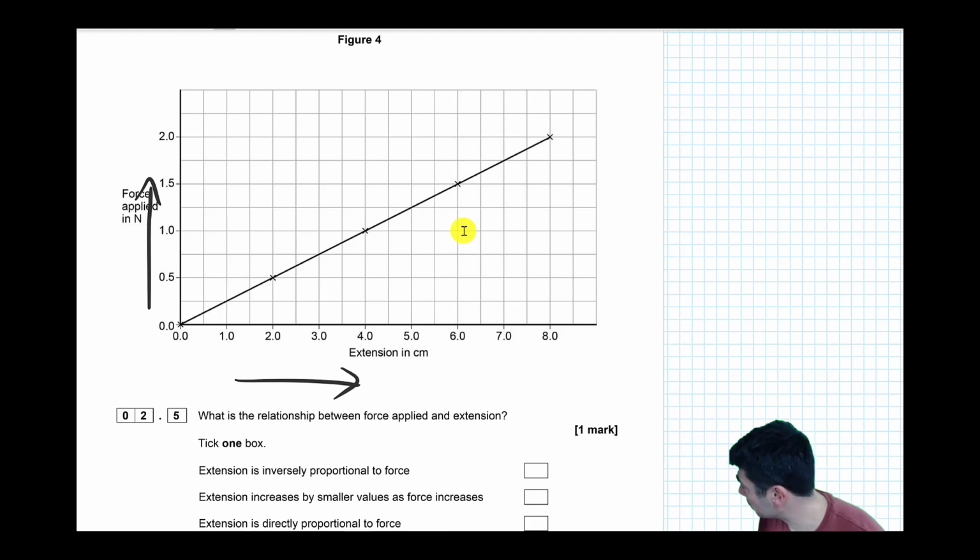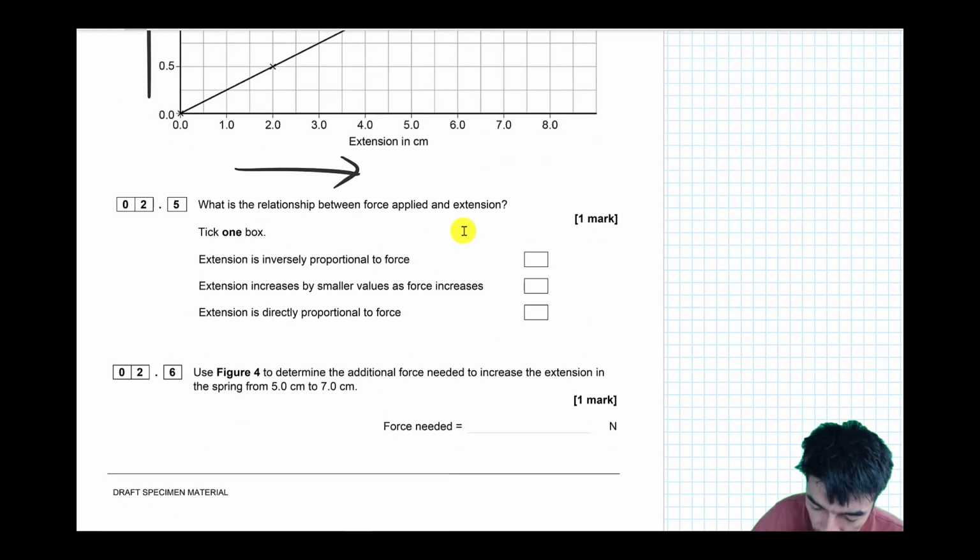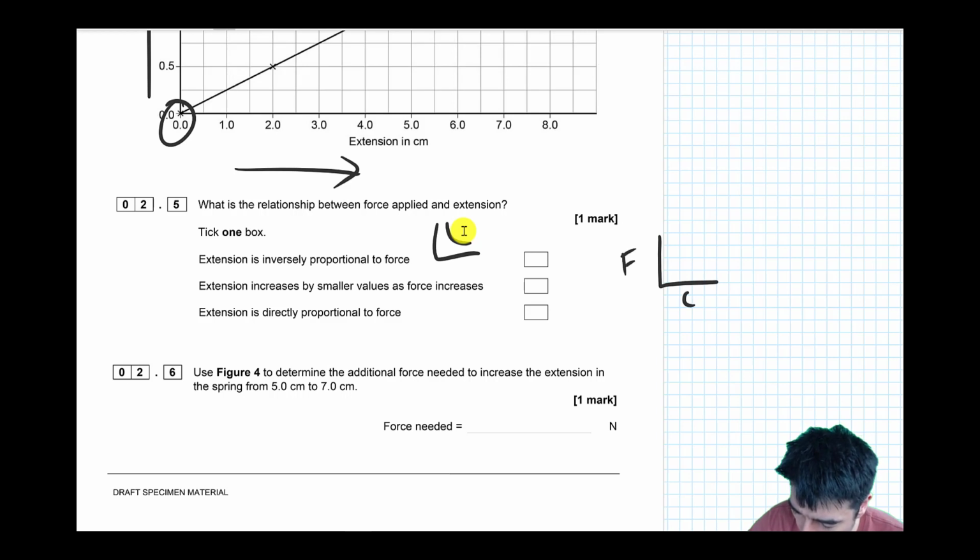So what do we call this in mathematics? We call it proportional. And it's directly proportional because it's going straight from the centre as well. It's going from the origin of the graph. So extension is inversely proportional to force. That would look like this. So that's not correct. Extension increases by smaller values for force as force increases. What would that look like? Well, that would look like force here, extension here, and the extension would increase by smaller values as force increases.